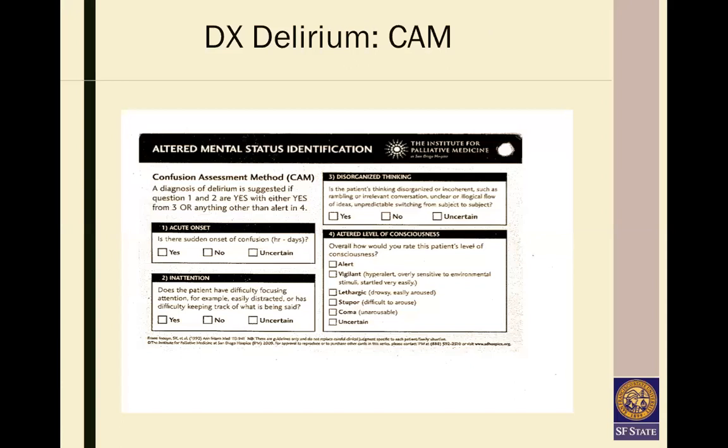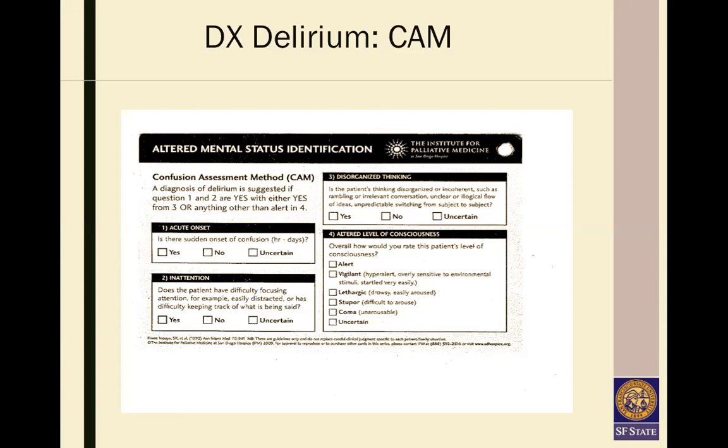So the CAM is a confusion assessment method, and this gives you a little bit about how to do a CAM. Now, of course, as nurses, it's important to do a CAM with your patients. You don't have to necessarily do it every day, and you probably will get the hang of making your own assessment. But the physicians also do a CAM assessment on a patient every day when they round, just to determine is the patient delirious or not.